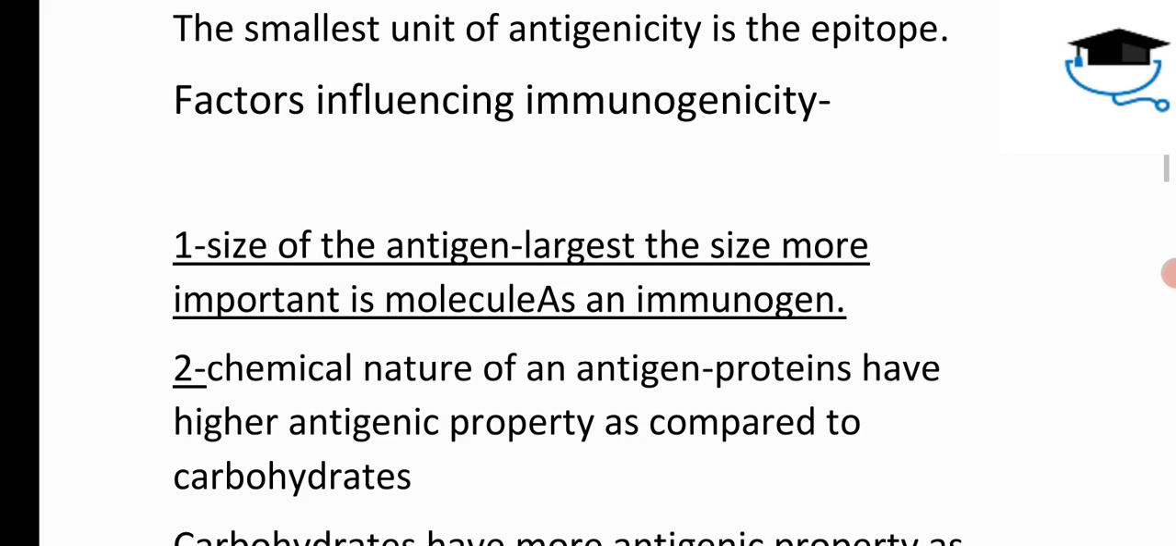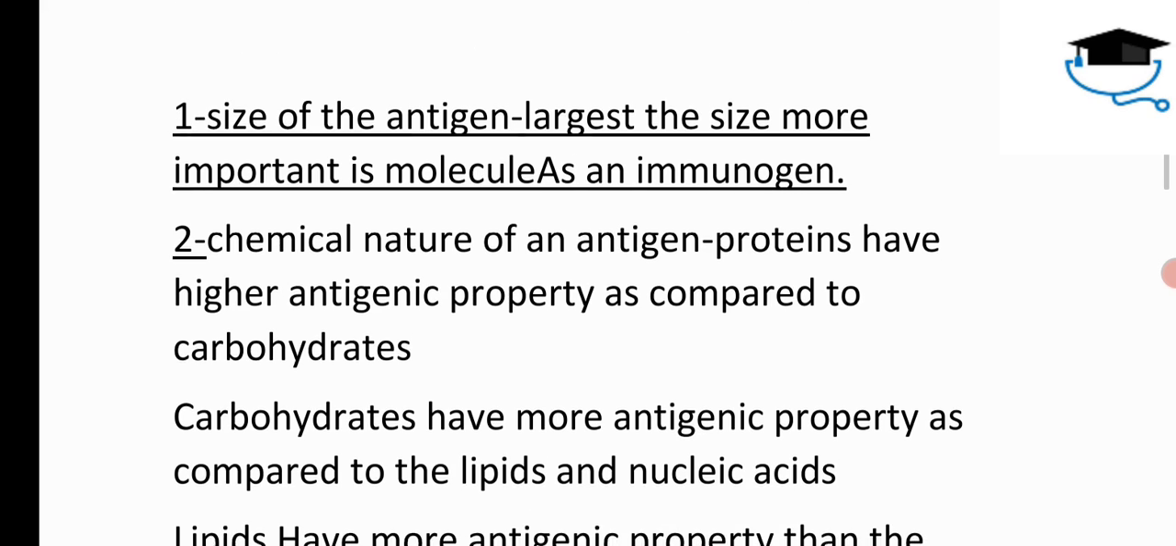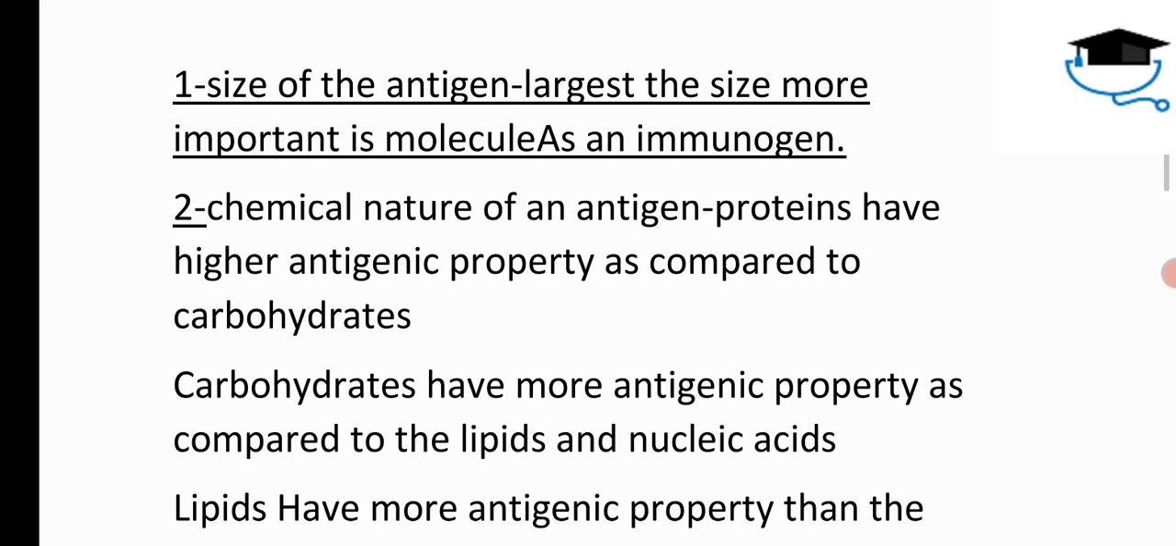So what are the factors which affect or influence the immunogenicity? There are 11 to 12 factors which affect the immunogenicity. Let's discuss them. First is the size of the antigen. The size of the antigen really matters. For example, the larger the size, the more important the molecule is as an immunogen. That means the larger the size, the immunogenicity will be more.